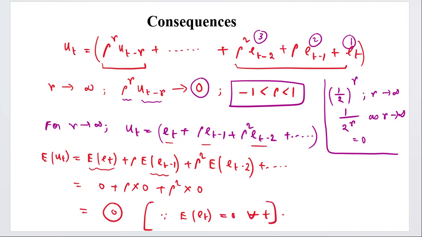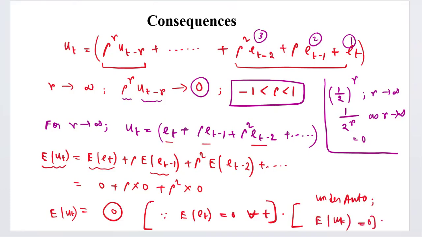So under autocorrelation, the expectation of u_t is still 0, right? What we have found out is that the expectation of u_t is still 0 under autocorrelation. This is the first result.